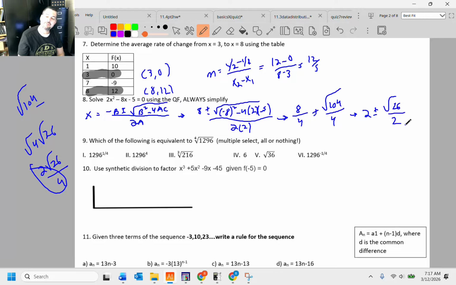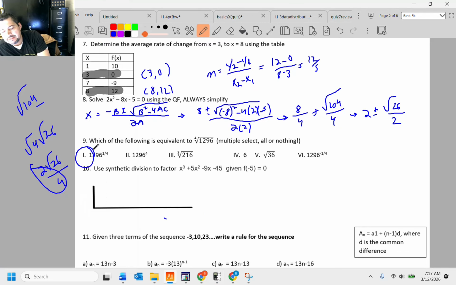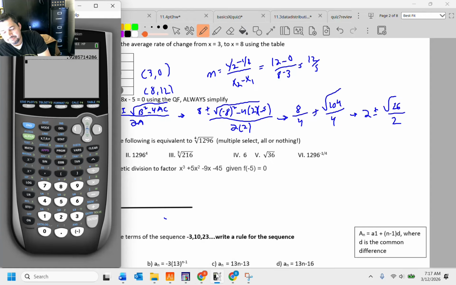Which of the following is equivalent to the 4th root of 1296? I hope it's 6. Or something's wrong with my brain this morning, but I didn't sleep well, so, you know, who knows. The big thing is you recognize this is the most important one to know. It is. I swear it is. Because that's the one that's going to give you the real answer, and the real answer is 6.